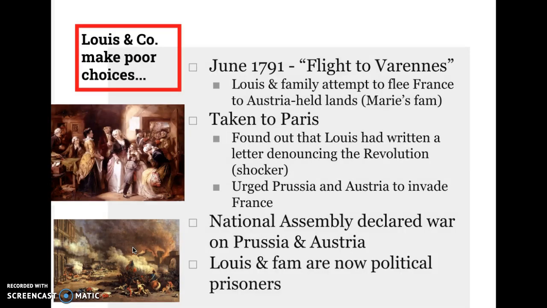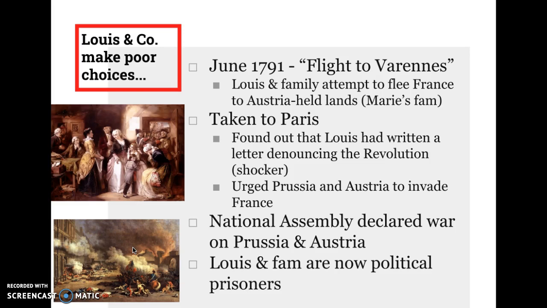All right, so here is where we make the transition from our moderate phase into the radical phase. Basically, Louis and fam make a really poor decision. They attempt to flee France, which is seen as a rebuke to the Constitution of 1791, and almost like a middle finger to the French government and the revolutionaries. It does not go over very well.